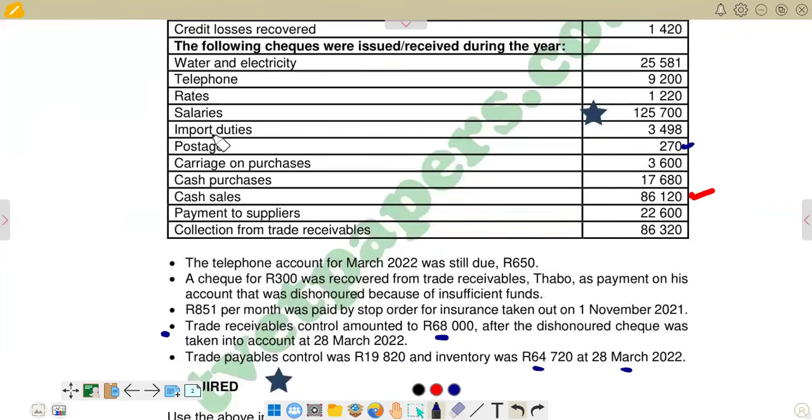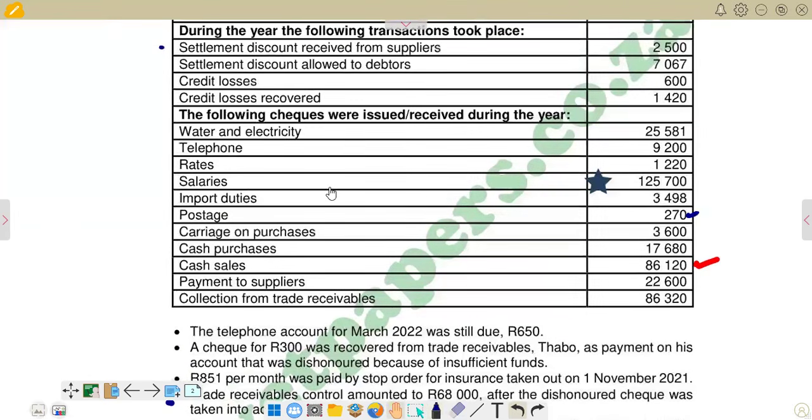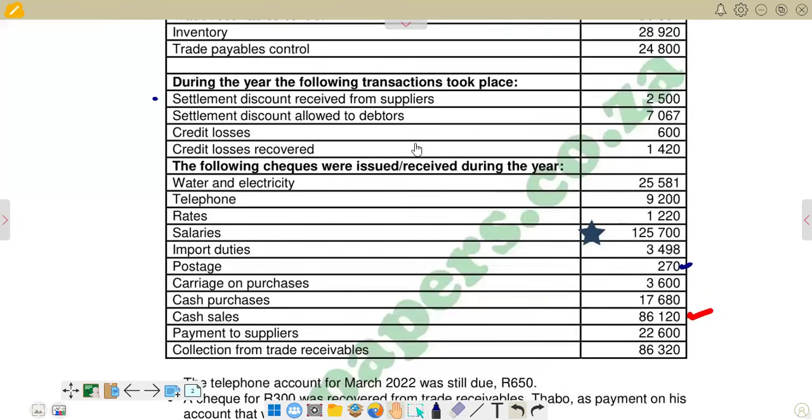So after postages, we carry on with purchases, which we adjusted, and cash purchases are not part of that. Then we see that we have exhausted everything. But if you go up there, you'll see that we have got something. We've got some credit losses, which is our bad debts, which is 600. So it means we also have to put our credit loss of 600.